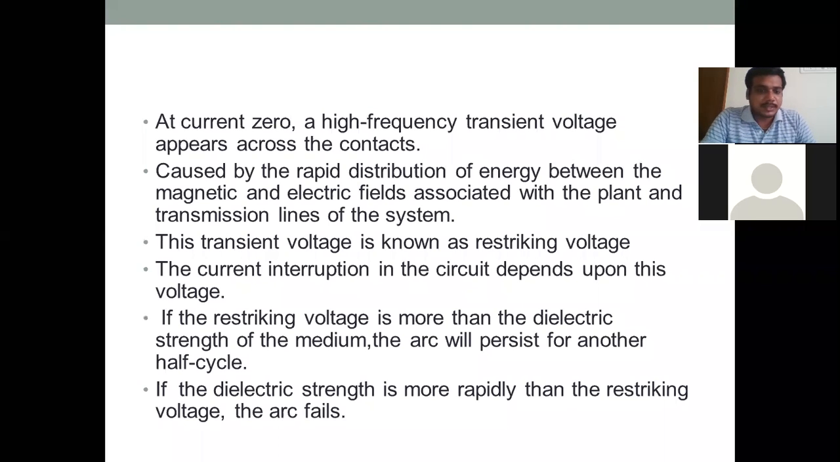So next, if the dielectric medium strength is more when compared to that of the restriking voltage, then the arc will get reduced. If the restriking voltage value is greater than the dielectric strength of the medium, then it will persist for another cycle also.